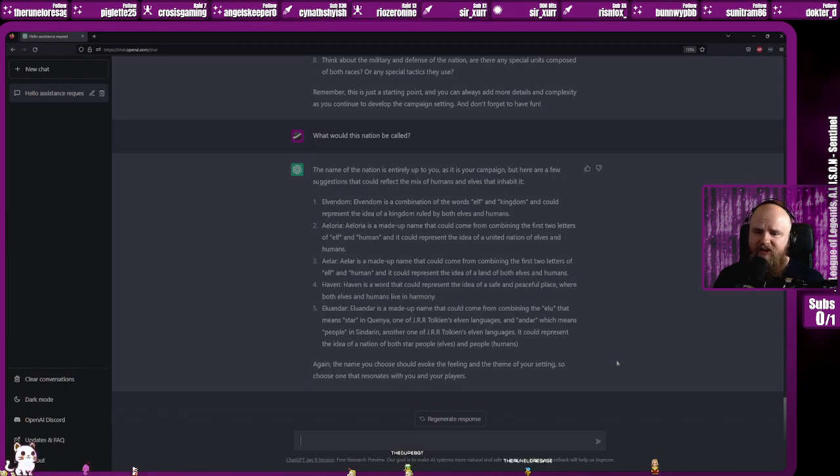Elwandar is a made-up name that could come from combining the Elu, that means star in Quenya, one of Tolkien's elven languages, and Andar, which means people in Sindarin, another elven language. It could represent the idea of a nation of both star people and a people. That's an interesting way to phrase it. The name you choose should evoke the feeling and the theme of your setting, so choose one that resonates with you and your players. I don't have any players.